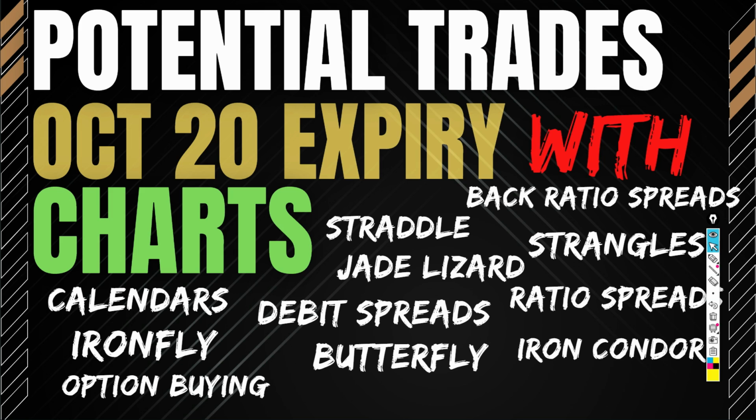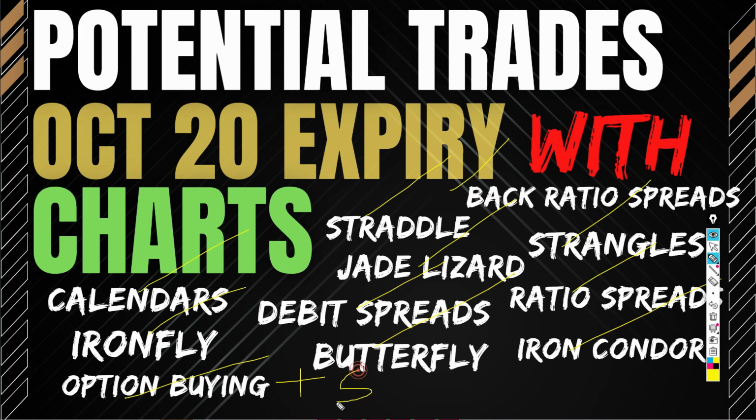But tell me one YouTuber on the entire YouTube arena who is telling all this, not pertaining to this video, the other adjustments I've shown you. Okay, so we have covered basically everything, right? Back ratio spread, straddle, strangle, jade lizard, ratio spread, debit spread, calendar, iron fly, butterfly, iron condor, and option buying with selling. And what else do you need, friends?